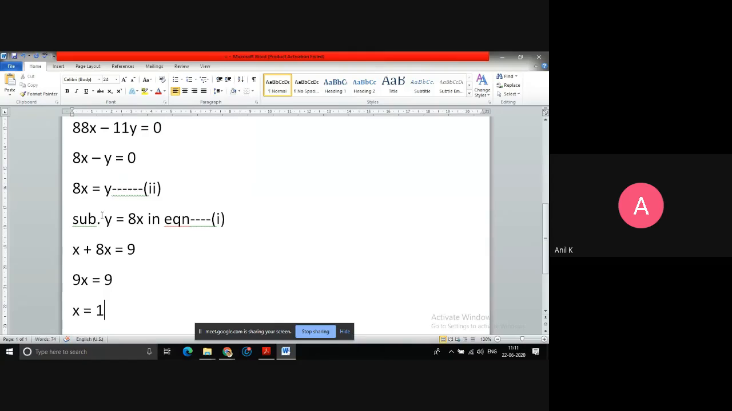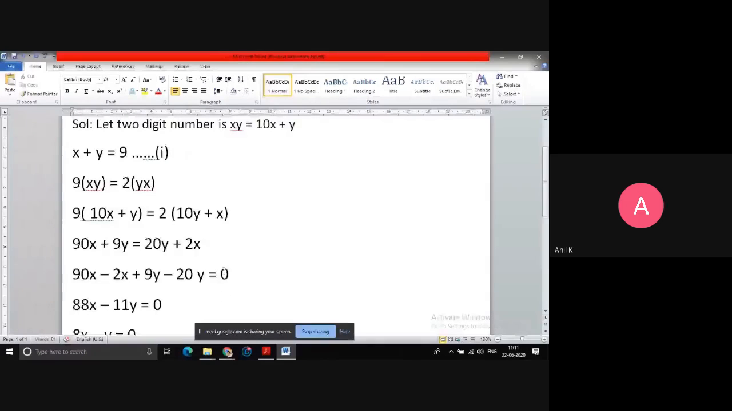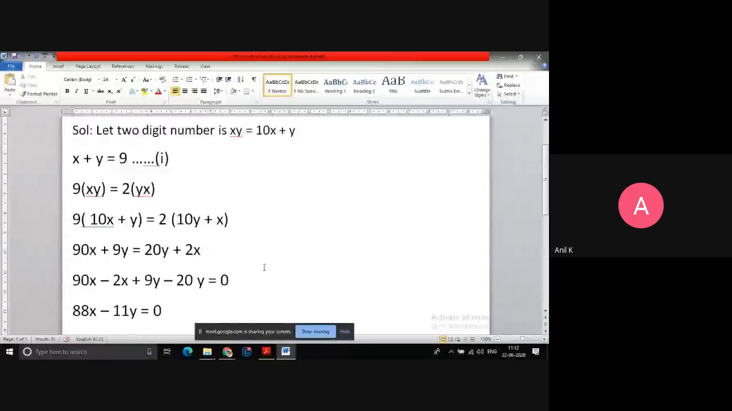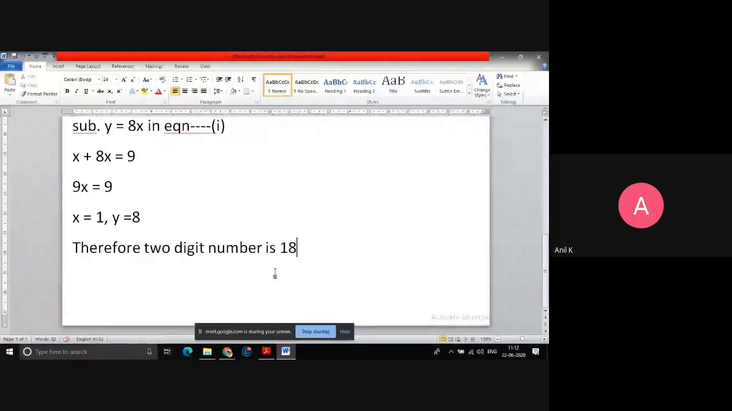If x is 1, what should be the y value? You have y equals 8x. If x is 1, then y will be equal to 8. So x is 1, y is 8. Therefore, the two-digit number is, any guess what the two-digit number is? X is 1, y is 8, and I assume the two-digit number is xy. Your two-digit number will become 18. Perfect. 18. Yes, 18 is the correct answer.